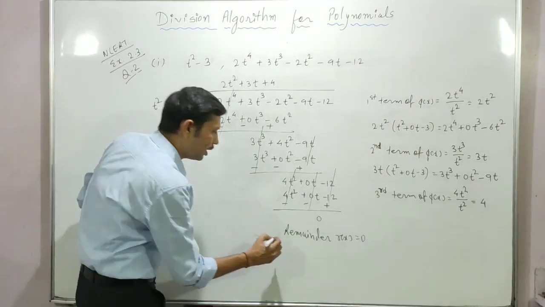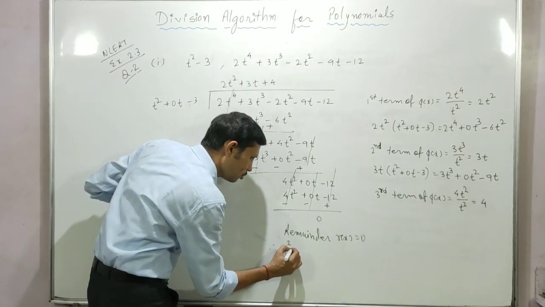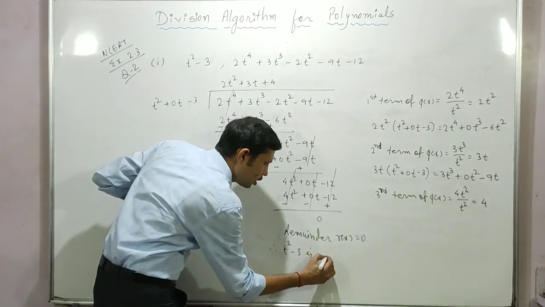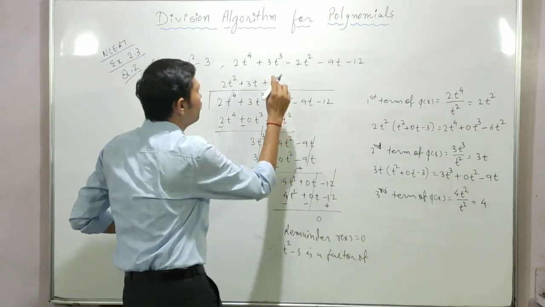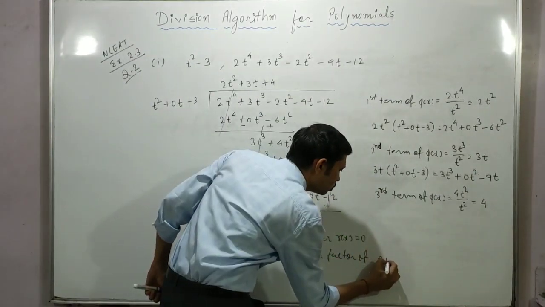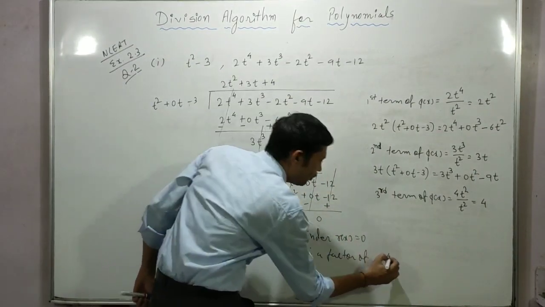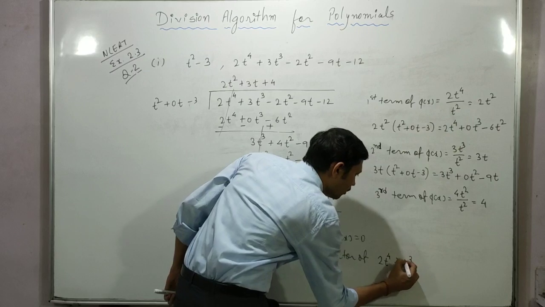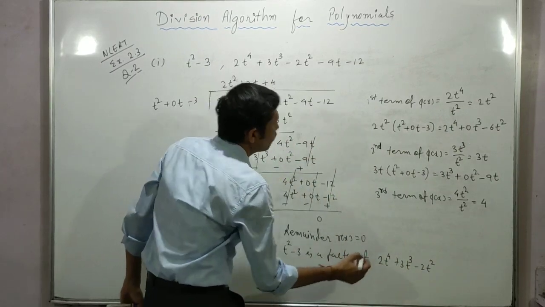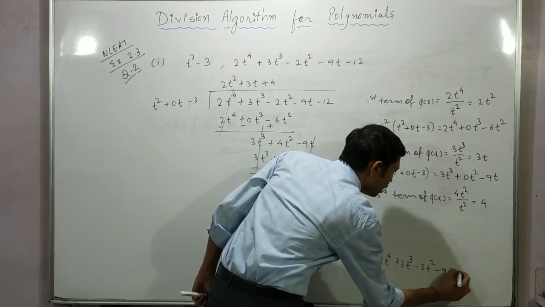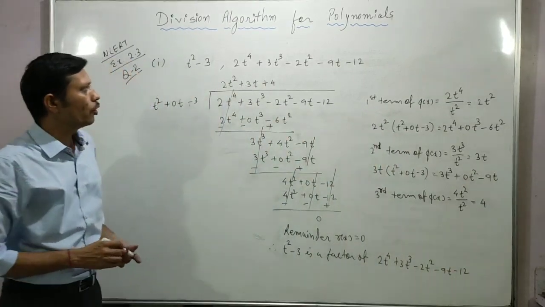So t square minus 3 is a factor of the second polynomial. What is the second polynomial? 2t to the power 4 plus 3t to the power 3 minus 2t square minus 9t minus 12. Okay, children?